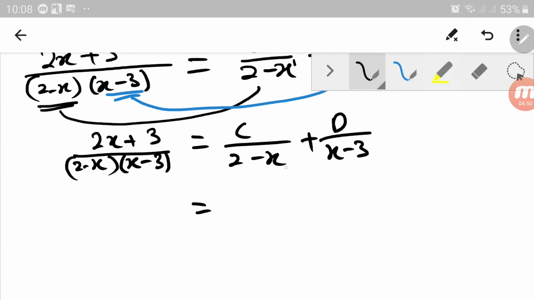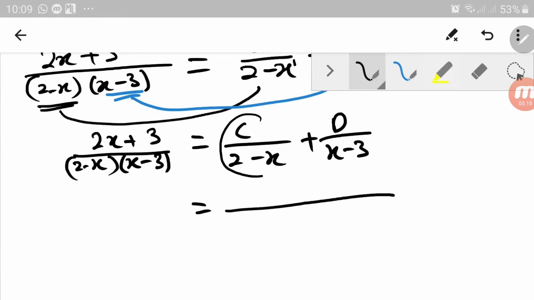Since we cannot add them just like that, because the denominators are not the same, we have to make the denominators the same, or rather we have to make it like this. That's the aim. So what we have to do is combine these two fractions as one. The quick tip is this.